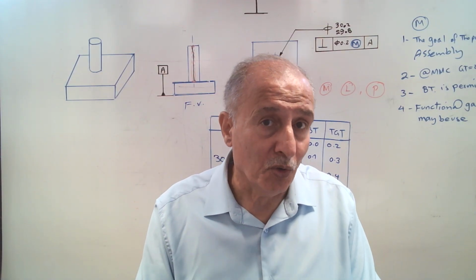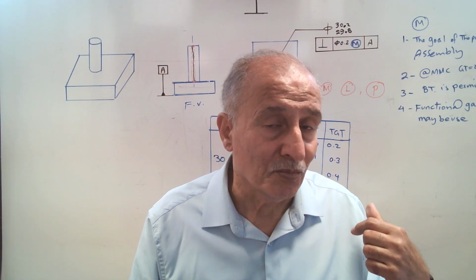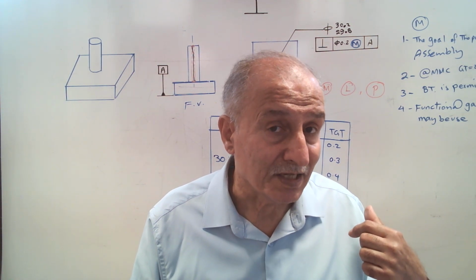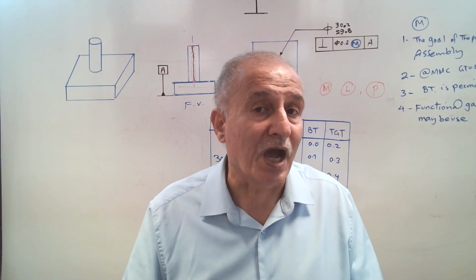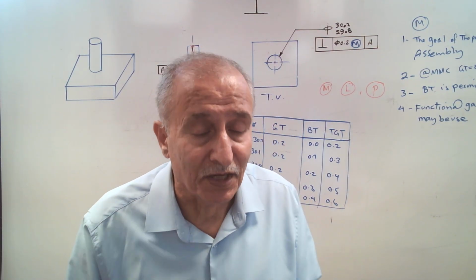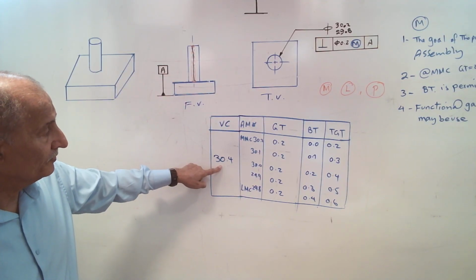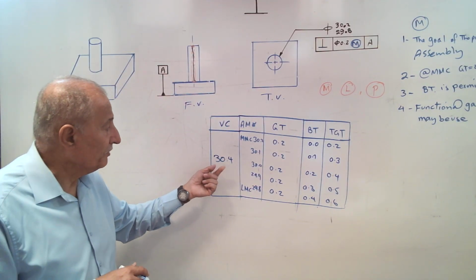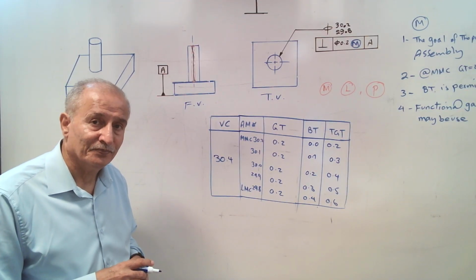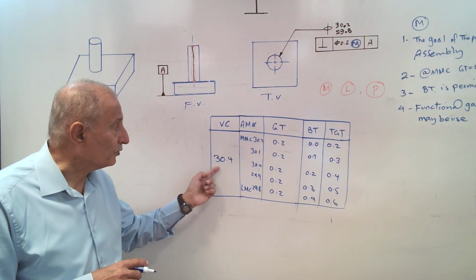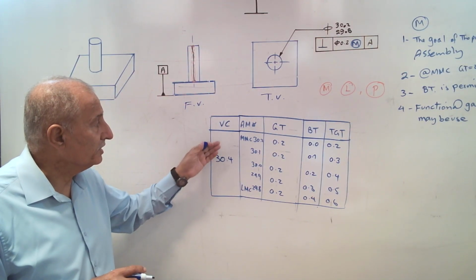And the size of the hole that it can be assembled with the mating part must be 30.4 at least. Otherwise, it cannot be assembled. This is why you have to calculate virtual condition size, which is 30.4 mm. If it works, the other sizes will work, no problem. That's our worst case scenario here, or outer boundary for this.